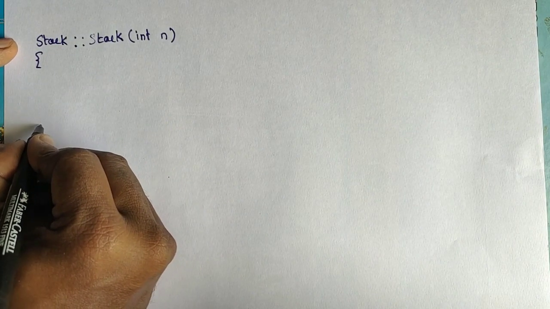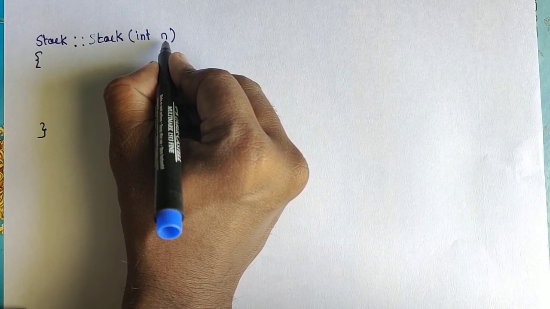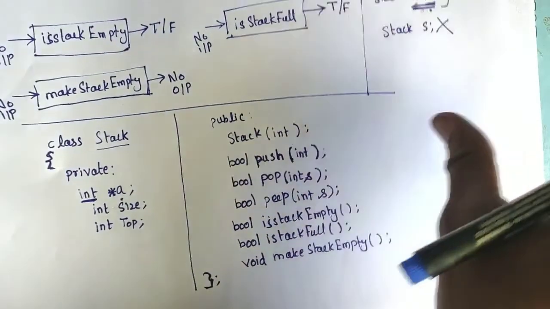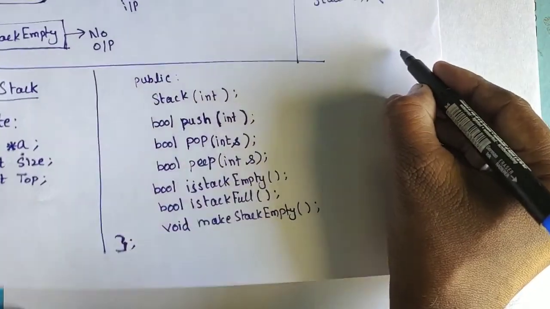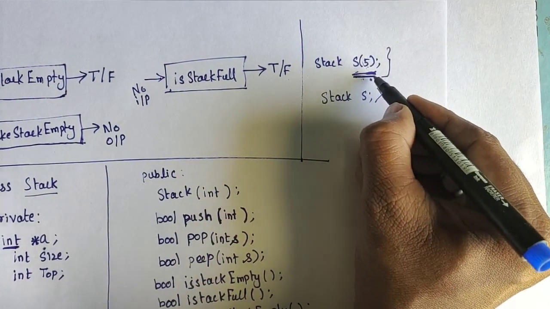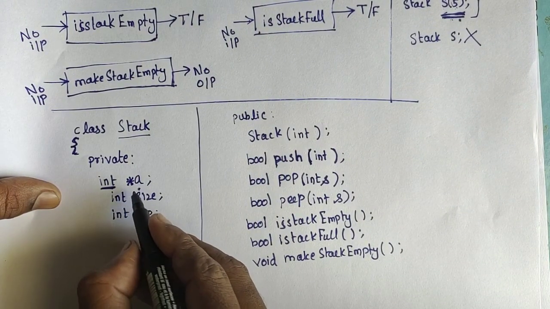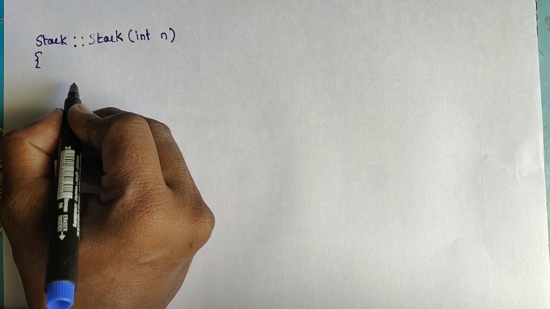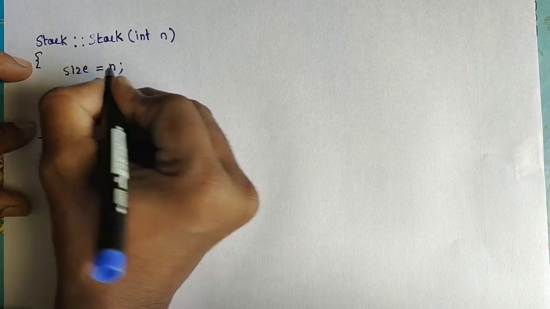Here I just need to assign this input size. The size has to be filled in the size variable, because in this class I have used the array, size, and top. When we are creating an object like s of 5, I need to initialize the size, I need to initialize the top, and I need to create the memory for that array also. These things have to happen in the creation of the stack. First I need to fill the size with this n, that I need to assign.